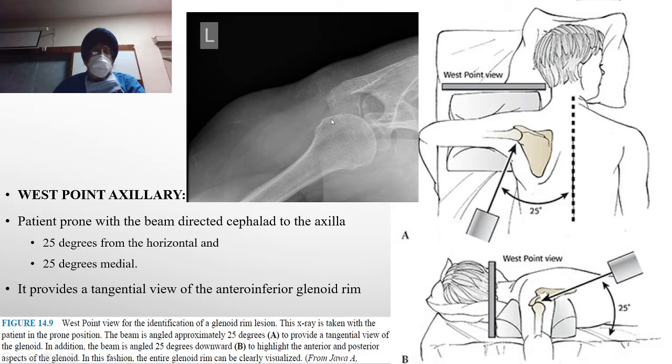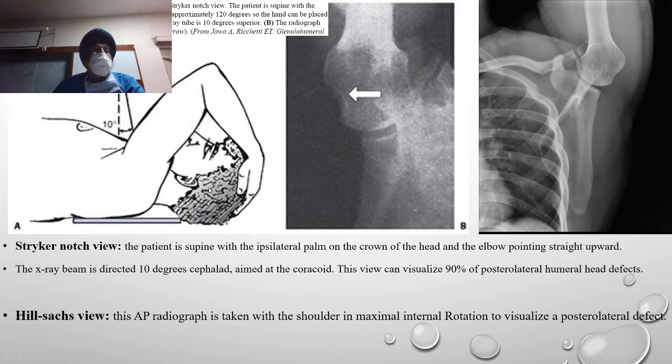So this is the X-ray of the West Point axillary view. Then the Stryker notch view. The patient is supine with the ipsilateral palm on the crown of the head and the elbow pointing straight upward. The X-ray beam is directed 10 degrees cephalad, aimed at the coracoid. This view can visualize 90% of the posterolateral humeral head. So this is the Stryker notch view.